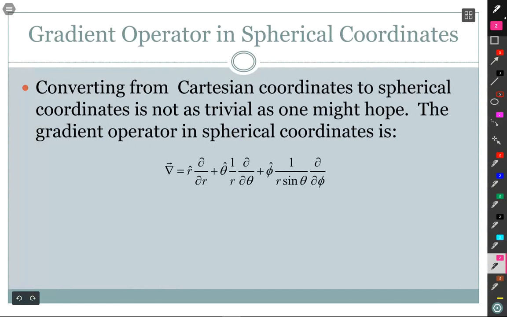Not so much here. Here's the Laplacian in spherical coordinates. So in spherical coordinates, we have the radial direction with the r hat. We have the altitude angle with the theta hat, and the azimuth with phi. So what's the difference in altitude and azimuth? The azimuth is going around a circle, 360 degrees. The altitude is from going up to going down, 180 degrees.